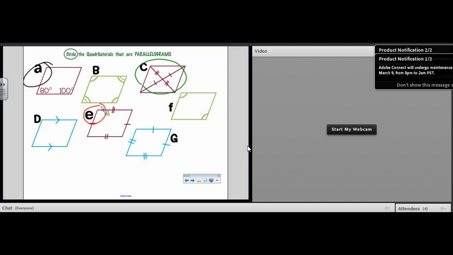Okay, in this parallelogram, I have one pair of consecutive angles supplementary. Is that enough to say it's a parallelogram? No, it's not enough. Because what could happen is I could make this angle be, I don't know, 70, and so this angle would be 110. Those add up to 360. That's a quadrilateral, but that's not a parallelogram. So having one pair of angles supplementary is not enough. So A is not a parallelogram.